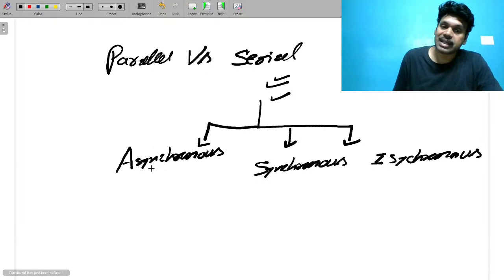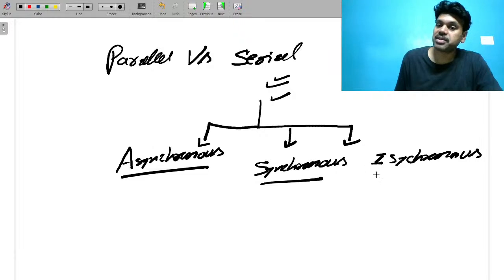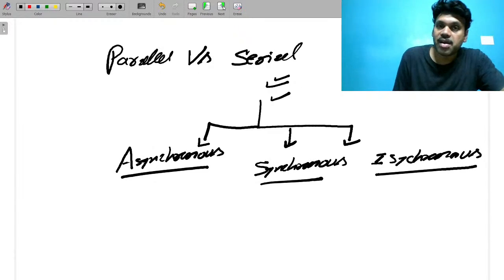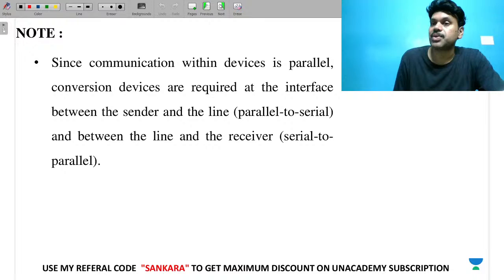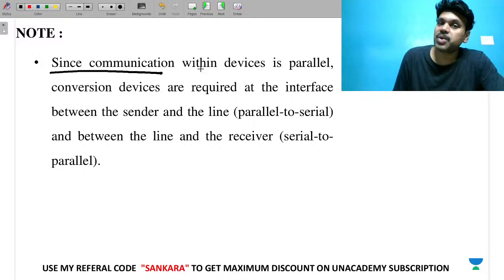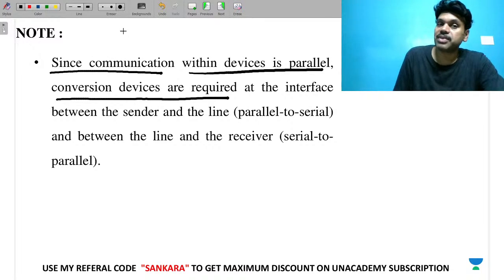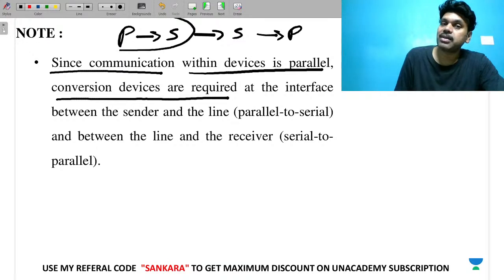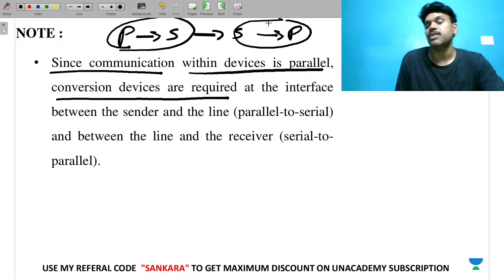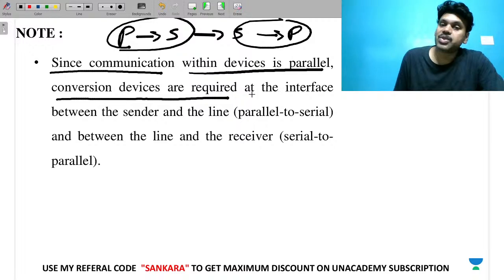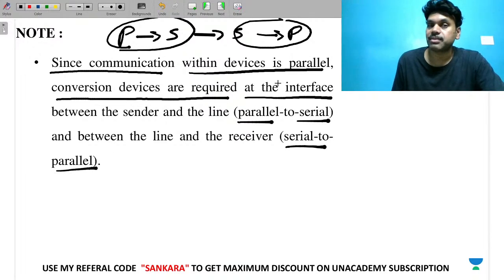Okay, my dear friends, let us see how they are different from each other. First one is asynchronous. What is the note? Since communication within the device is parallel, conversion devices are required. Two conversions: parallel to serial, and when data goes from serial to parallel, a conversion must be required. So here one conversion and here one conversion is required. At the interfaces, there is a need for parallel to serial and serial to parallel conversion.